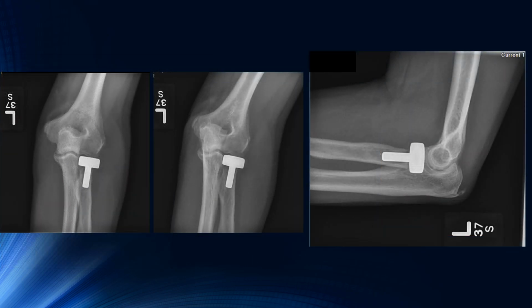Here is an additional elbow series. I thought this was a neat case. It has an unusual radial head replacement here. So I just thought you guys would like to take a look at that. AP, oblique, and lateral. And that's it, everybody.